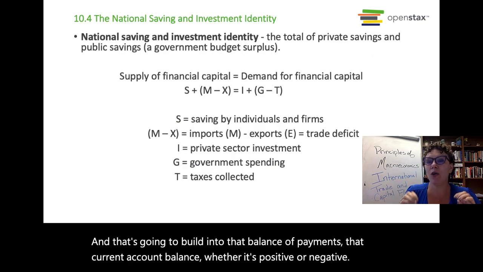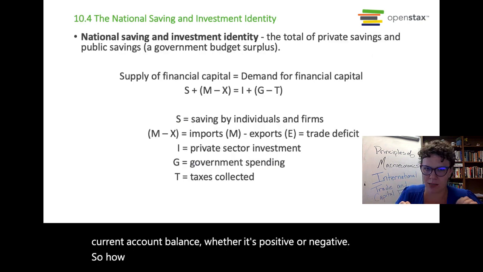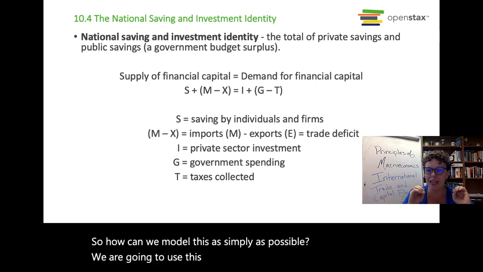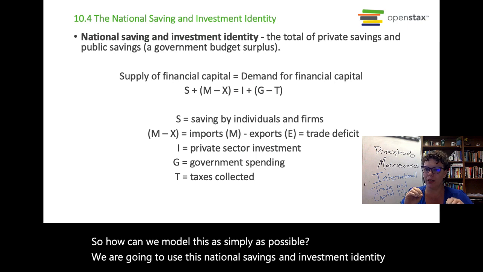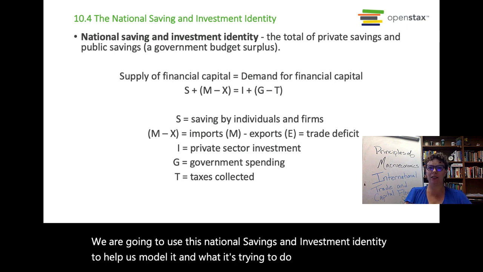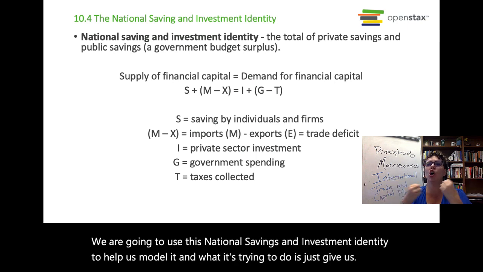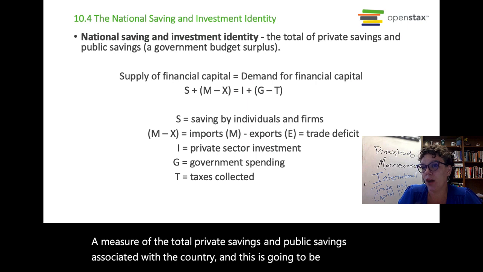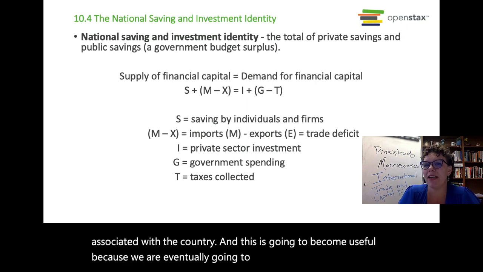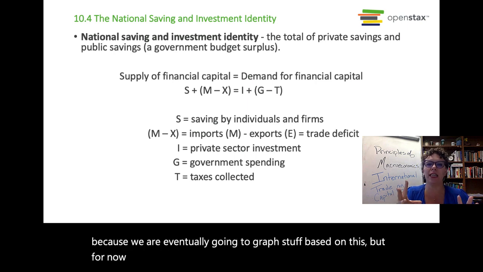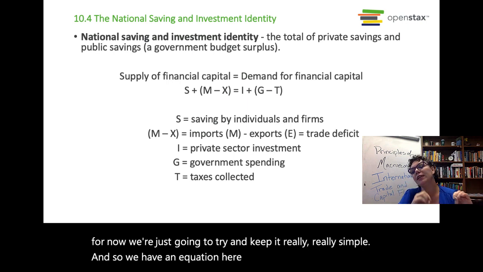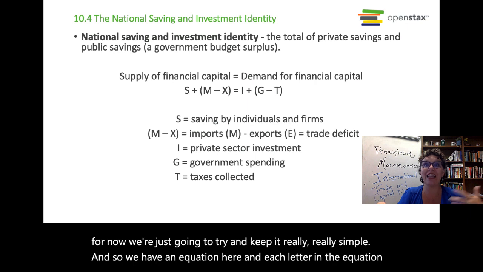So, how can we model this as simply as possible? We're going to use this national savings and investment identity to help us model it. And what it's trying to do is just give us a measure of the total private savings and public savings associated with the country. And this is going to become useful because we are eventually going to graph stuff based on this. But for now, we're just going to try and keep it really, really simple. And so we have an equation here, and each letter in the equation stands for a thing.